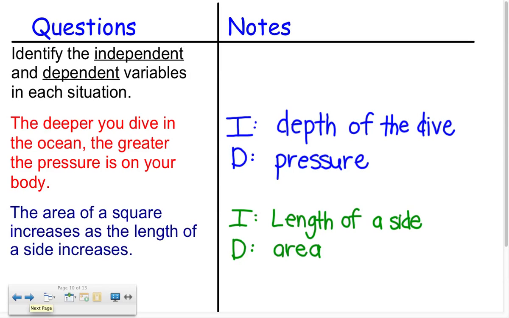So keep in mind that I'm not writing the words increase and decrease and greater. I'm leaving those out. I'm just looking at what the variables are, the independent and dependent variable, which does not include the words increase, decrease, greater than, less than, those kinds of words.